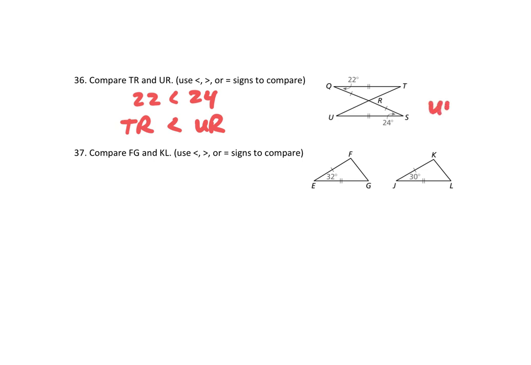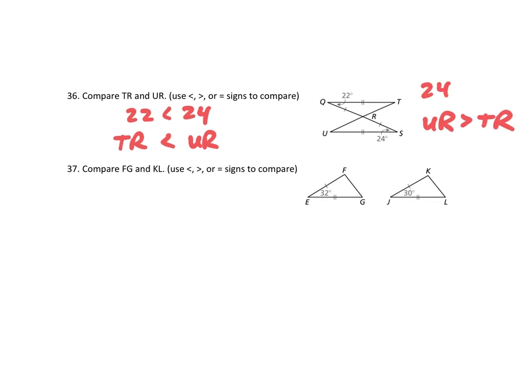If you wrote this, that would also be the same, because you would say 24 is bigger than 22, so you could say UR is greater than TR. So there's really two different ways that you can write your answer.